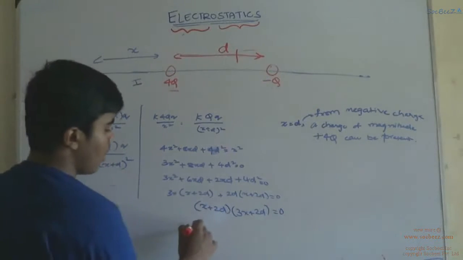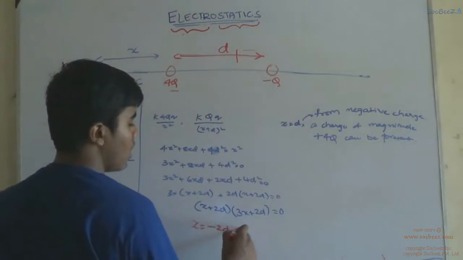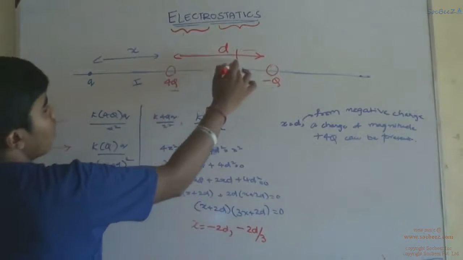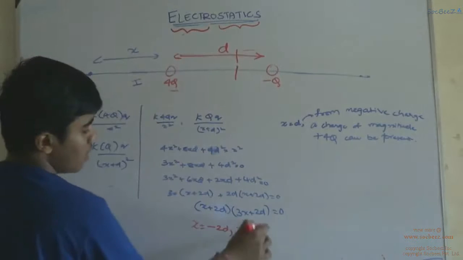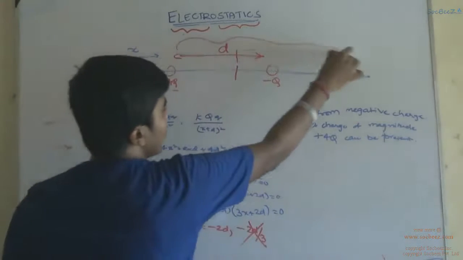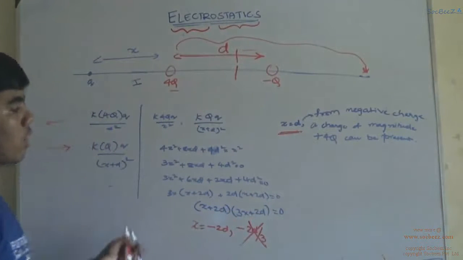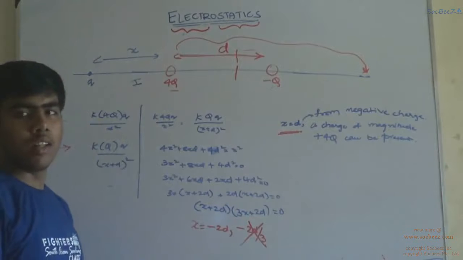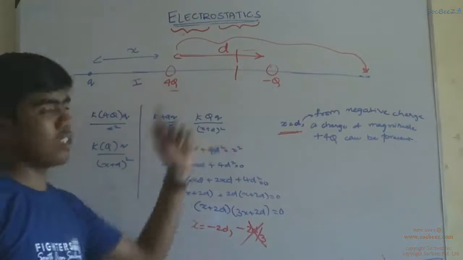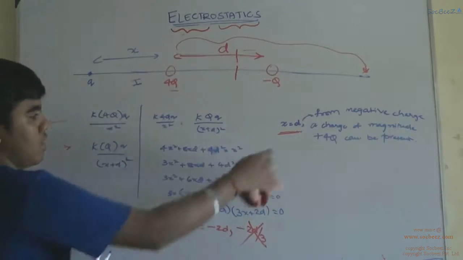So the answer comes out to be x equal to minus 2d, comma, minus 2d by 3. See, minus 2d by 3 would get us here, which cannot be the answer. Minus 2d would get us here, the answer which we got from this part. So what this means is, there is nothing that you have to know earlier about which part you have to proceed from. Any part you take, you will get the same answer.